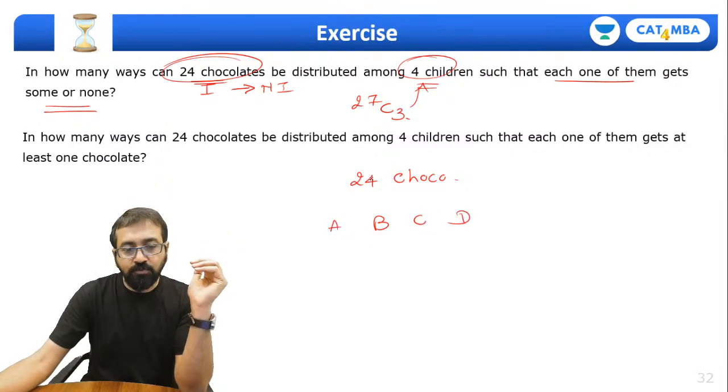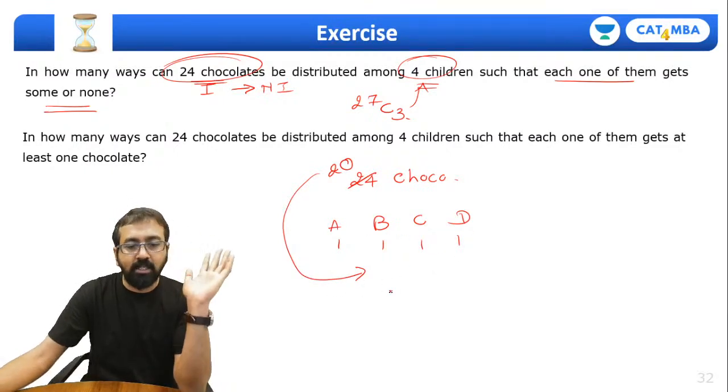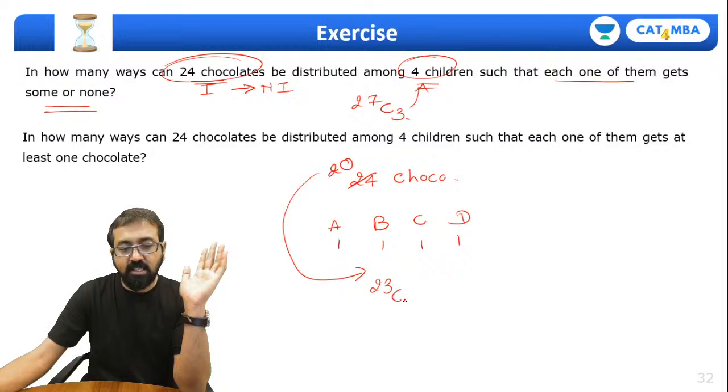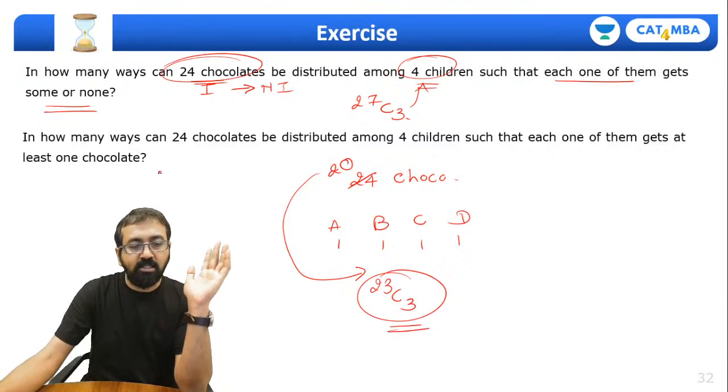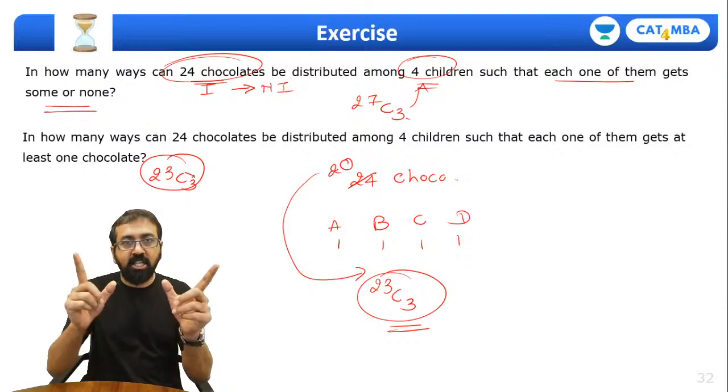First we'll give 1 chocolate to each of these children. So now I am left with 20 chocolates, which can be distributed among these children without any condition in 23C3 ways. So my answer for this question will be 23C3 ways. Guys, have you all understood this part? Partitioning, are you pretty clear?